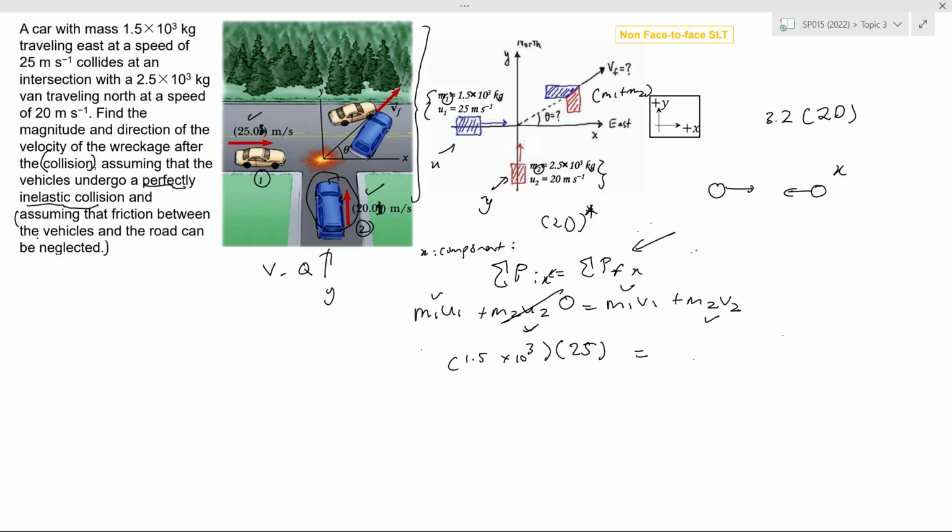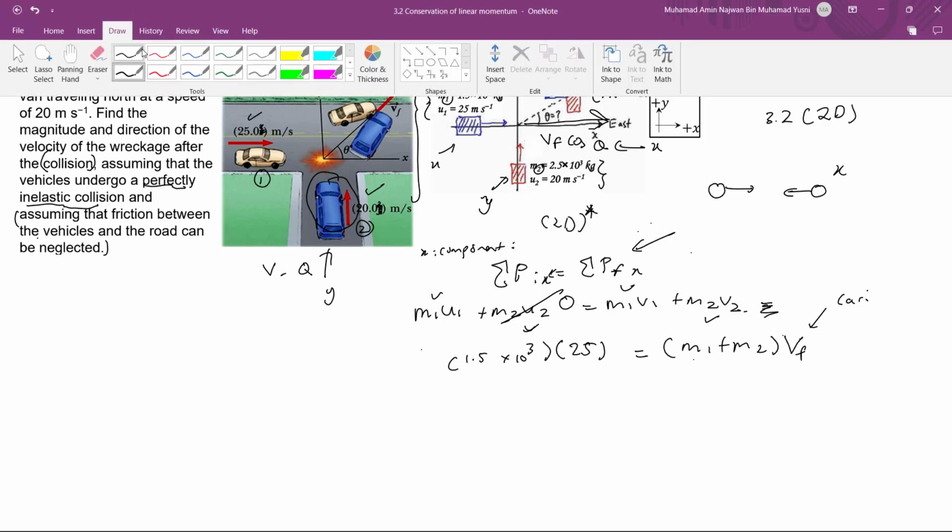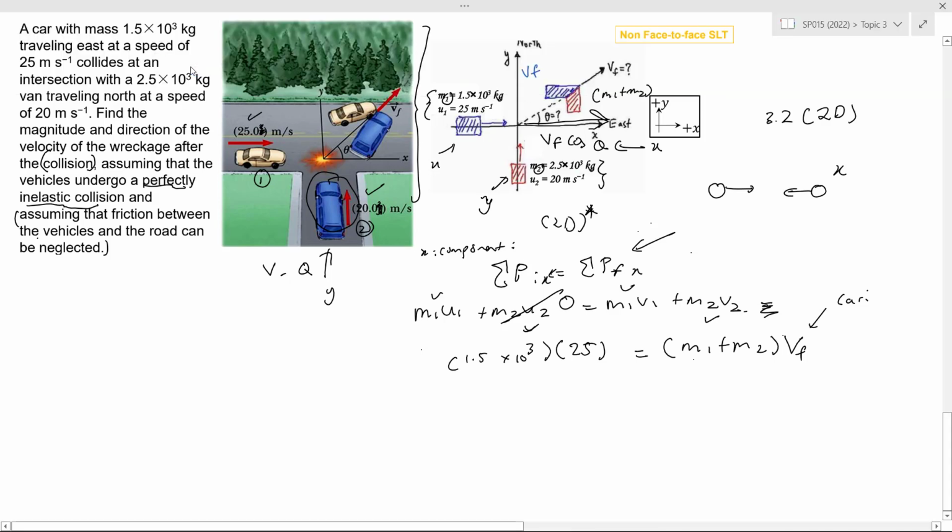Okay, so bila dia sticking together, saya buat kat bawah, dia akan jadi M1 plus M2 with the same V. So bila dua objek sticking together, you kena tulis macam ni: M1 plus M2 V. V final ni yang kita nak cari. Okay, tapi sebabkan kita bergerak benda ni in the X axis, kalau kita tengok sini, kita ada V final cos theta in X. Manakala, I'll write this in blue pen, kita akan ada V final sin theta in the Y.